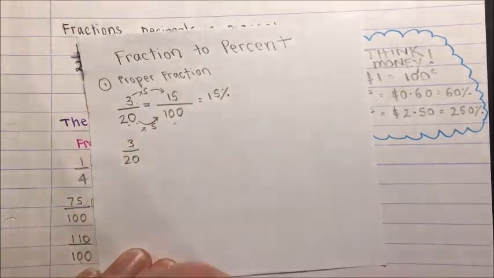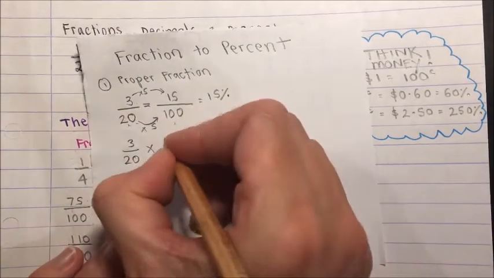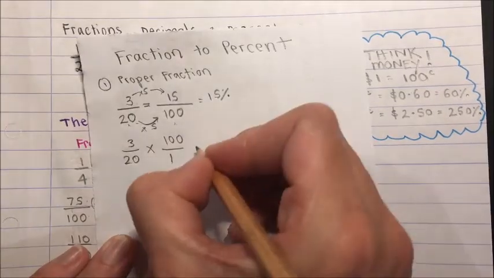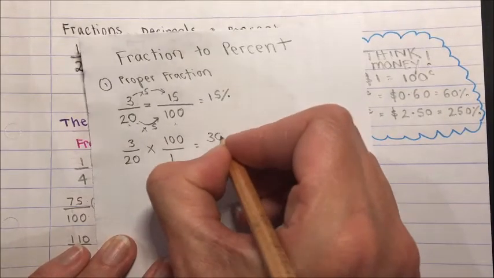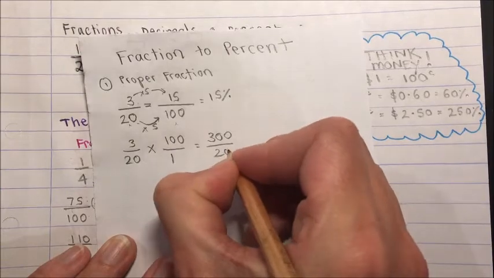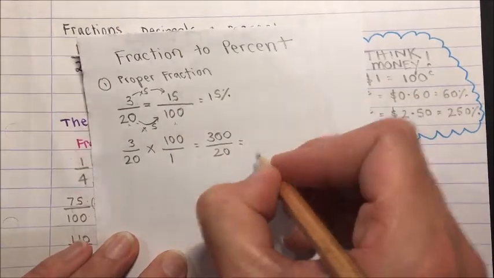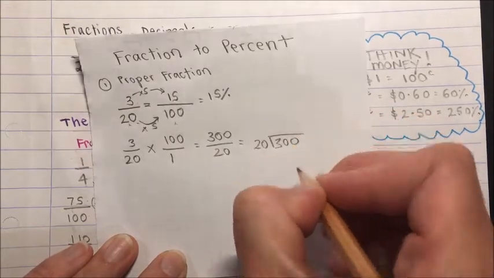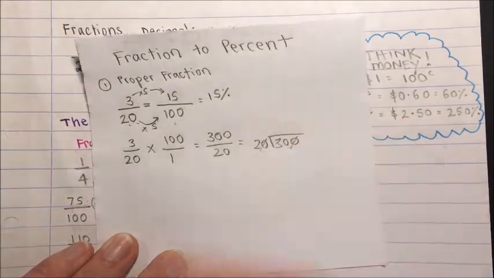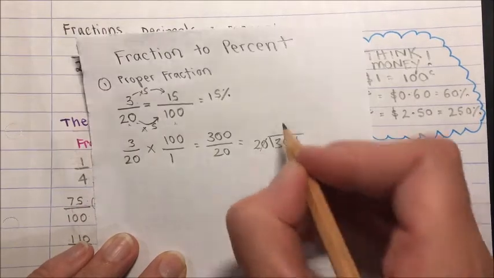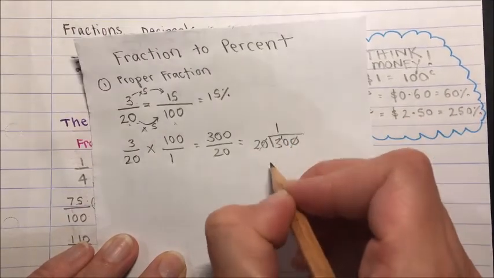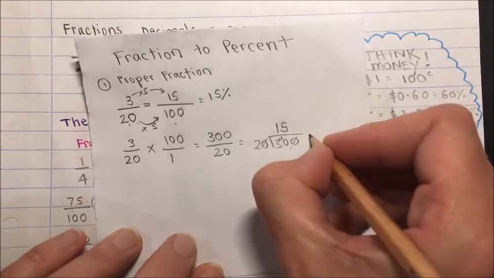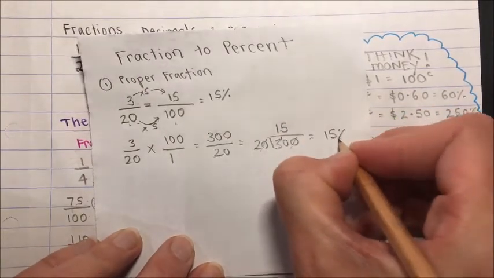3/20, and it's time to remember invisible ones, times 100, which is really 100 over 1, equals 300/20, which is the same as saying 20 into 300. I can get rid of these guys. So 2 into 3 goes once, remainder 1, and 2 into 10 goes 5 times. So it's 15%.